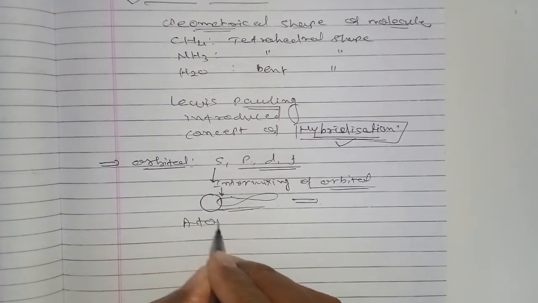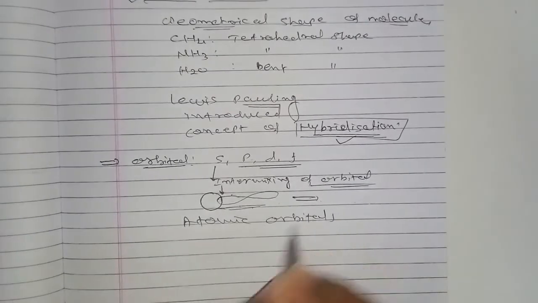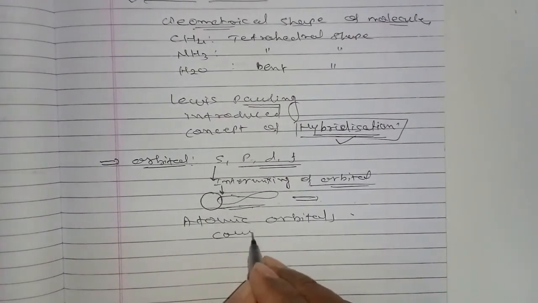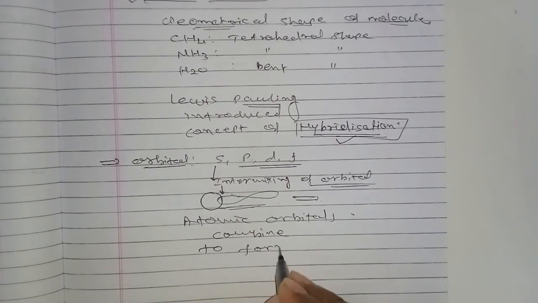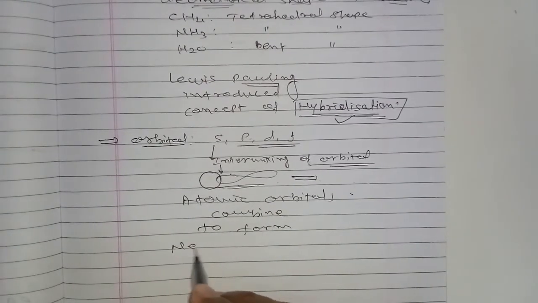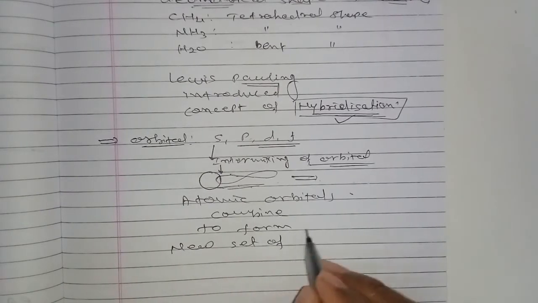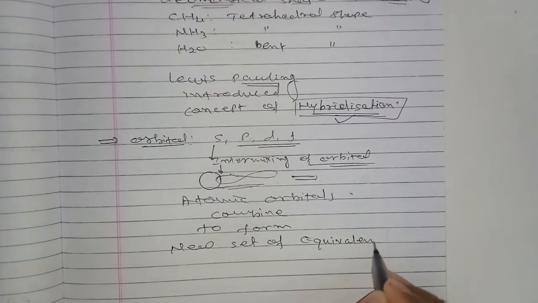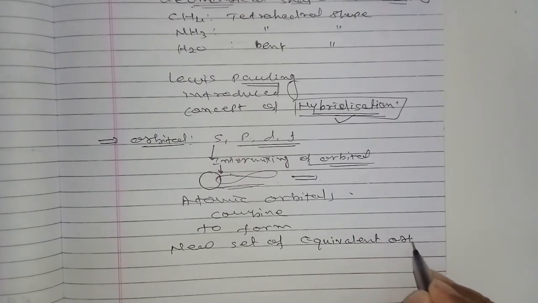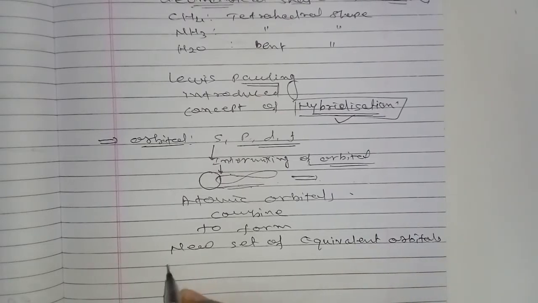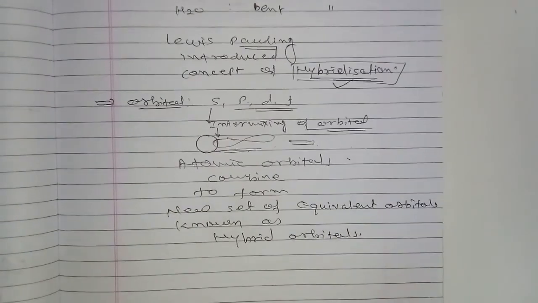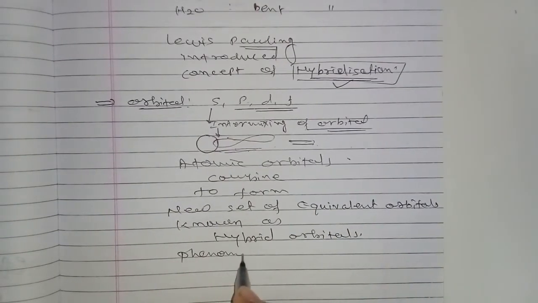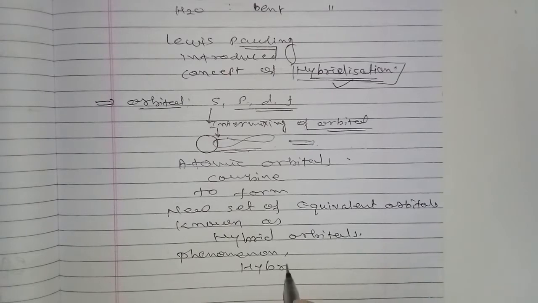Here the atomic orbitals combine to form a new set of equivalent orbitals known as hybrid orbitals, and the phenomenon is known as hybridization.